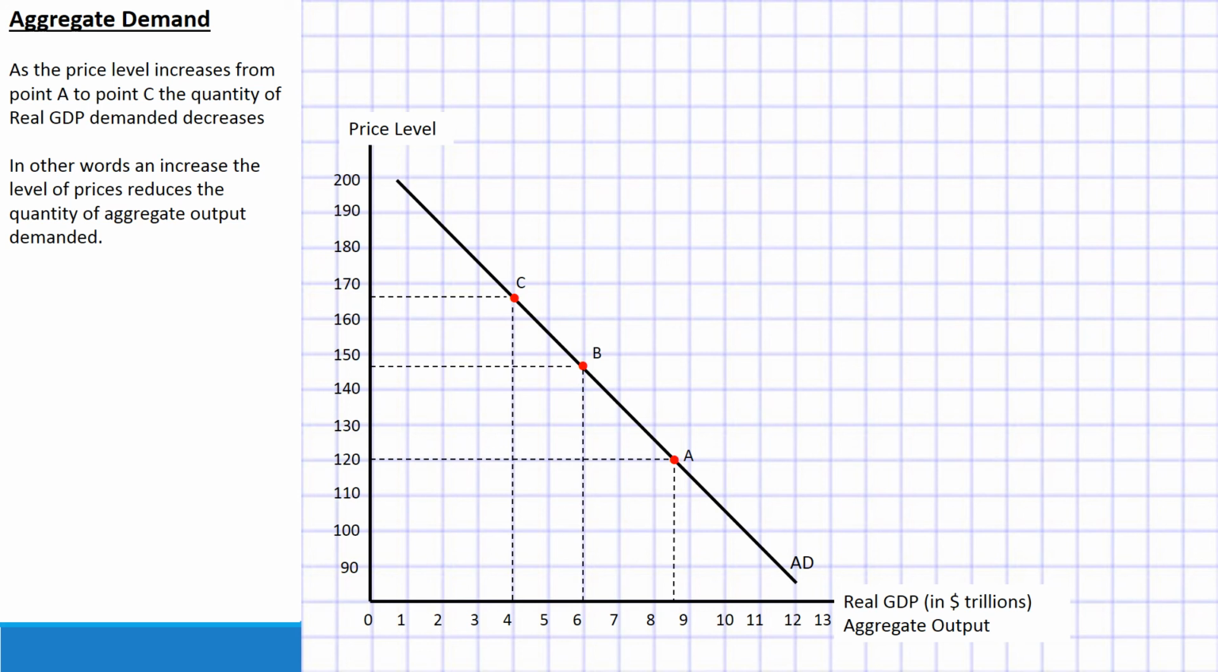Now look at point B. If we go from C to B, we see the increase; A to B, of course, would be a decrease. But we see how that works when you start leveling it out. If we are at C and price levels fall from C to B, then our demand for real GDP, for aggregate output, for products, will increase.